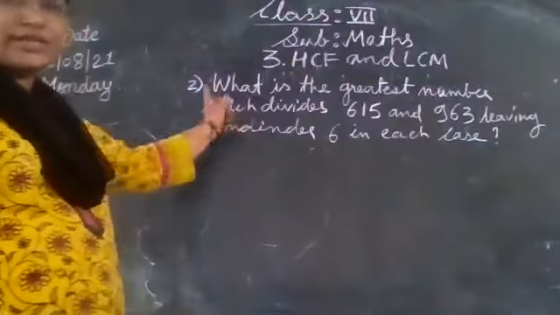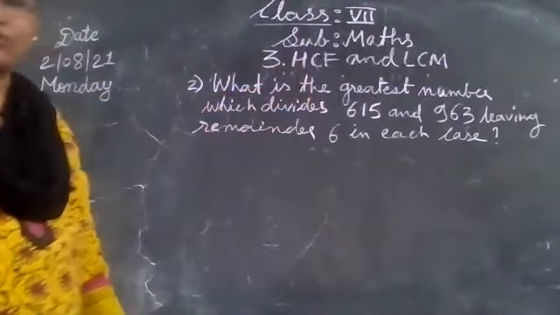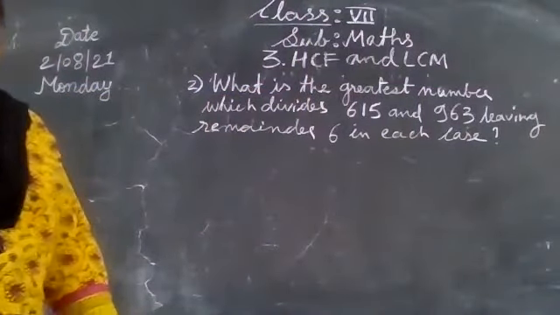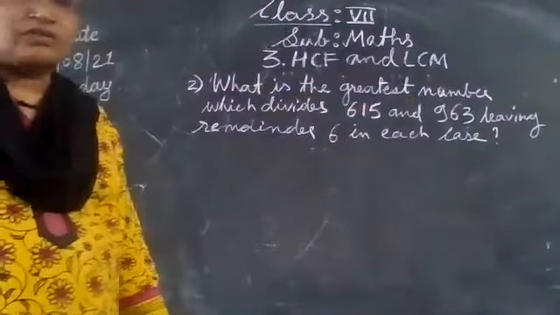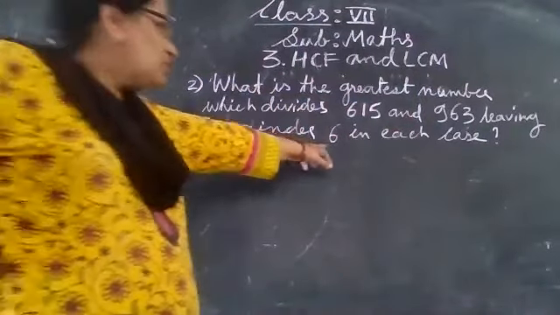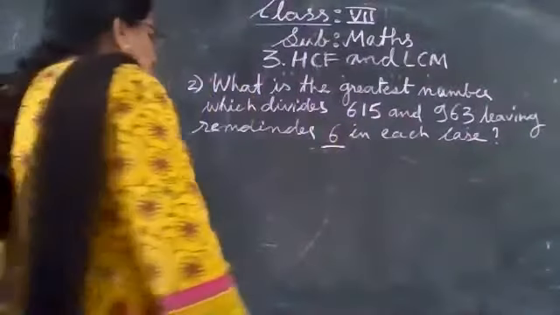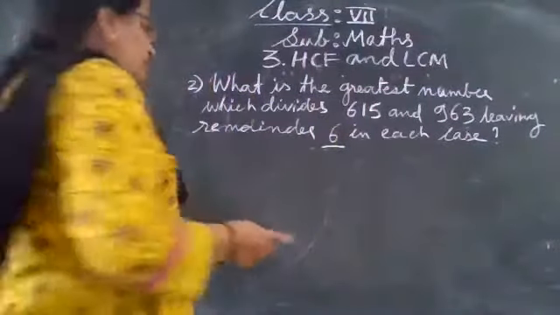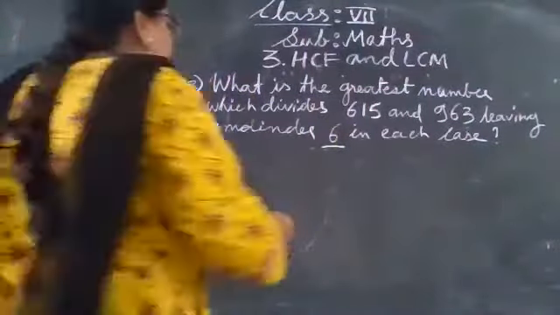Now see beta question, what is the greatest number? Greatest means you have to find GCD or HCF, which divides 615 and 963. So that if you divide that number, every time you get 6 as a remainder. So you have to find the greatest divisor of 615 and 963. But each time 6 is remainder, so we will subtract 6 from 615 and 963 first.